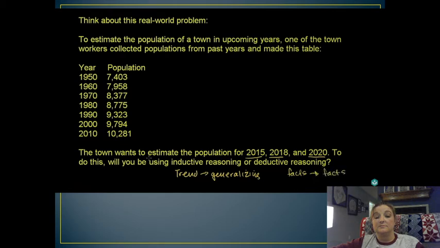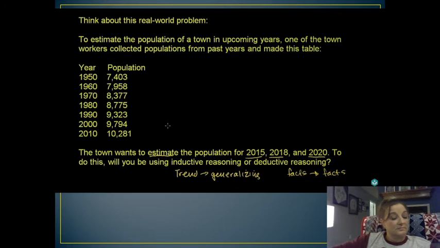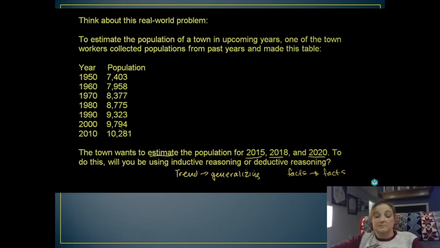Now, when the town is estimating, and that's a kind of a clue that they're not going to know the exact population for 2015, 2018, and 2020, but when they estimate the population, these years are in the future. They don't know what the population will be in those years. The best they can do is see the trend of growth here, maybe see what percentage it's growing every 10 years, or what the absolute number of growth is every 10 years, and maybe they can continue that trend out to 2015, 2018, and 2020. So they'll be looking for a trend in growth over this 60-year period, and then they'll generalize it out to these years. So this will be inductive reasoning.